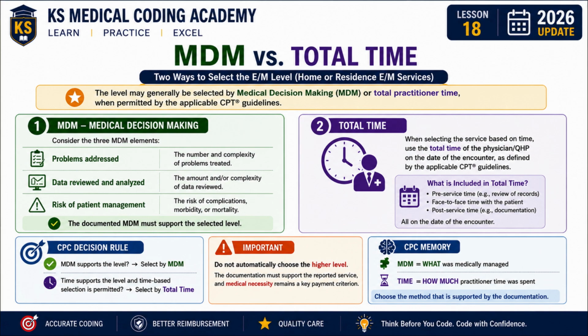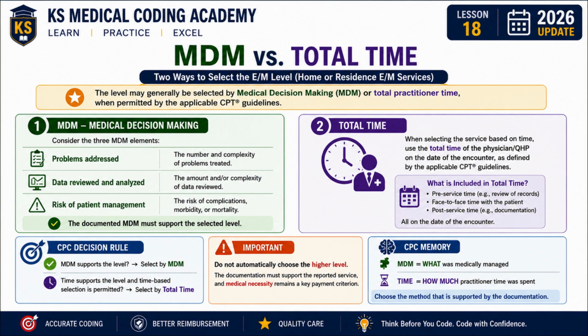Home or residency (M) services can generally be selected using medical decision-making, or MDM, or total practitioner time, when permitted by the applicable CPT guidelines. For MDM, consider three elements: problems addressed, data reviewed and analyzed, and risk of patient management. When selecting by time, use the applicable total practitioner time for the encounter, following CPT guidelines.